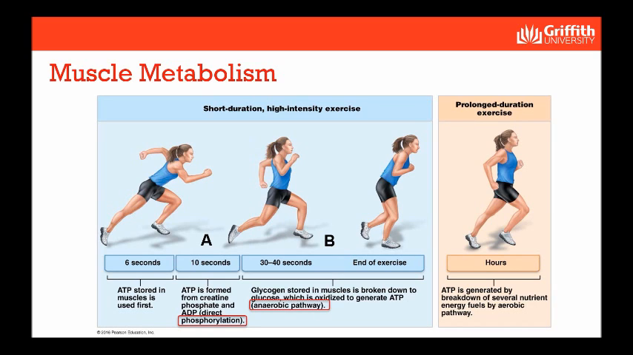If the exercise continues up to about a minute, glycogen stored in muscles is broken down to produce glucose in a process called anaerobic glycolysis. And finally, during prolonged duration exercise, for example going on a long run or bike ride, ATP is generated via the breakdown of several nutrient energy sources in the presence of oxygen via the aerobic pathway.